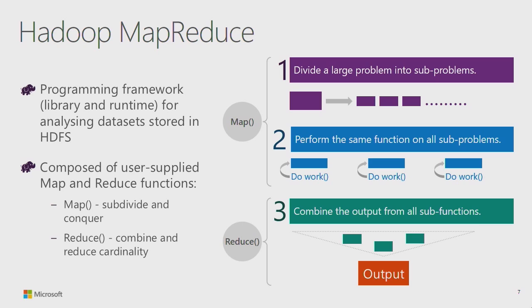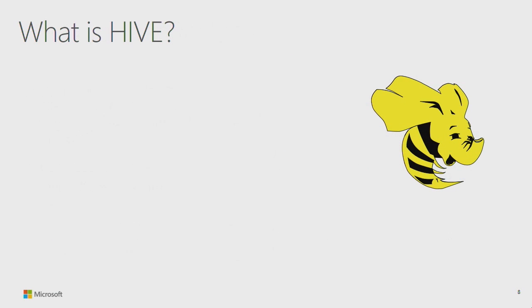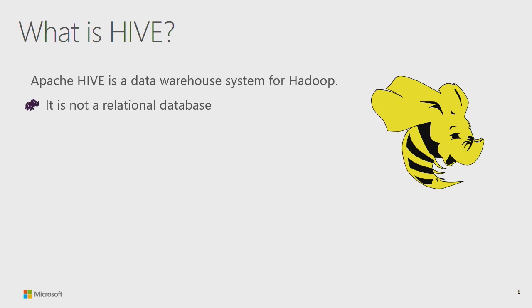The only problem with MapReduce was that it used to take a long time to write even a simple program. Even writing a word count would be like 100 lines of code in MapReduce, right? So it was a very steep learning curve. And so that's why Hive was introduced. Hive was actually introduced by Facebook around 2005, 2006. And Hive is a data warehouse system for Hadoop.